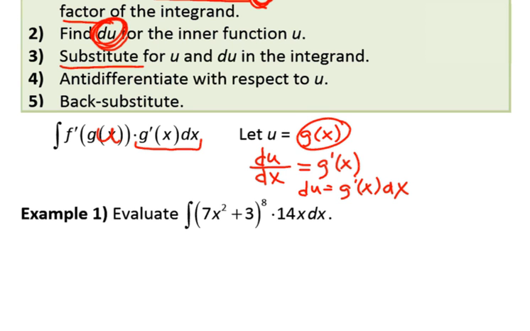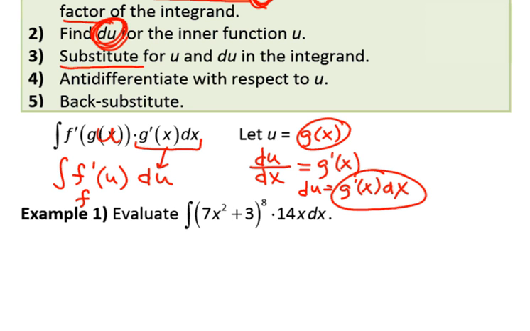So g of x becomes u, g prime of x dx becomes du, and then you just substitute. Now, instead of f prime of g of x, we have f prime of u, and instead of g prime of x dx, we have du. Okay? Now you can take the integral of that. The integral of f prime is simply f, so you get f of u plus c, and then you put that back in terms of x, so that's f of g of x plus c, which is exactly what we saw in that first example, backwards.